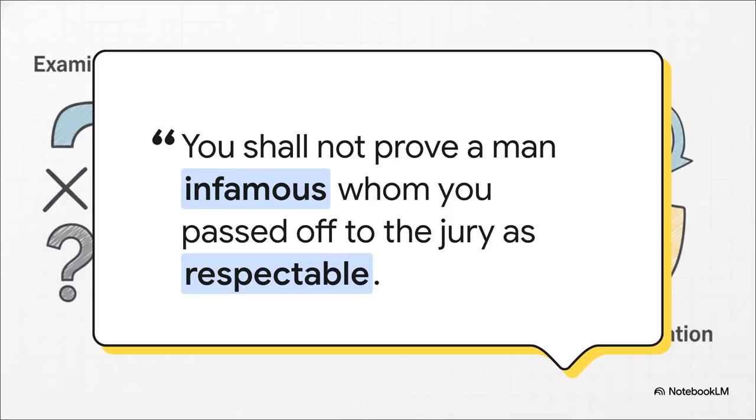And there's another really crucial point here. The side that calls a witness is basically vouching for them. They're telling the court, hey, listen to this person, they're trustworthy. So if that witness suddenly says something that torpedoes your case, you can't just turn around and attack their character. It's like this classic quote says, you can't present someone as respectable and then suddenly try to prove they're a liar.